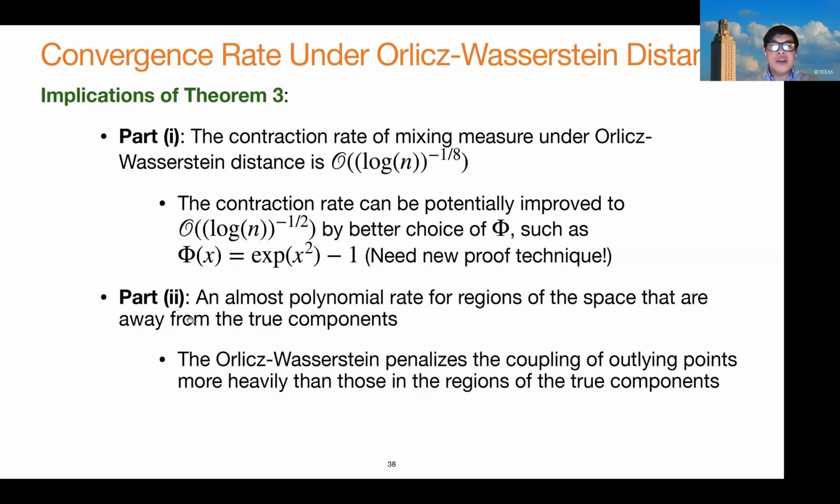And then also, like I mentioned earlier, we have an almost polynomial rate for the edge components, compared to the 1/5 log n rate when we have only parametric. So it means that the Orlicz-Wasserstein somehow gives us a better, more precise picture about the edge components in the Dirichlet process mixture models.